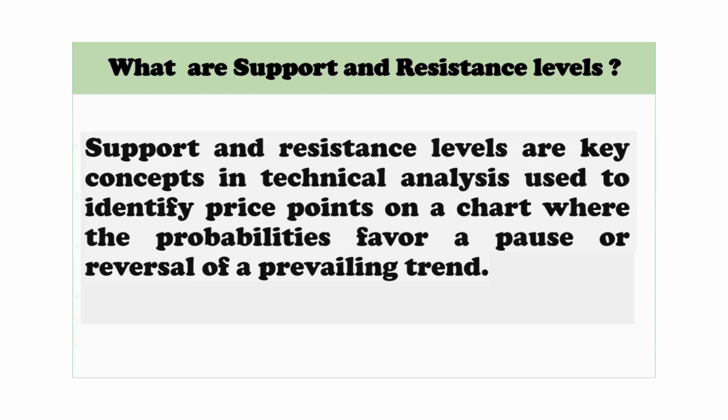It is used to identify the price points on a chart where the probabilities favor a pause or a reversal of a prevailing trend. So what happens at the support and resistance level is that the one-sided movement will either slow down or reverse from that point.